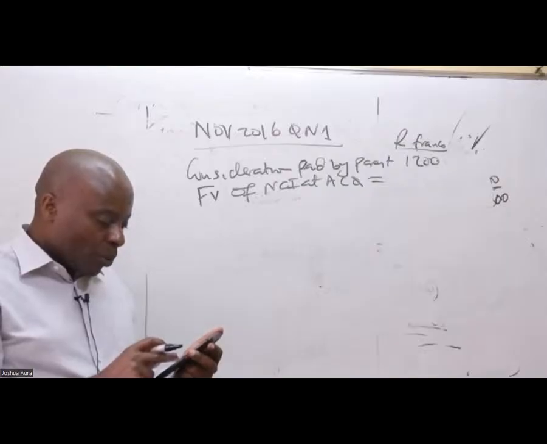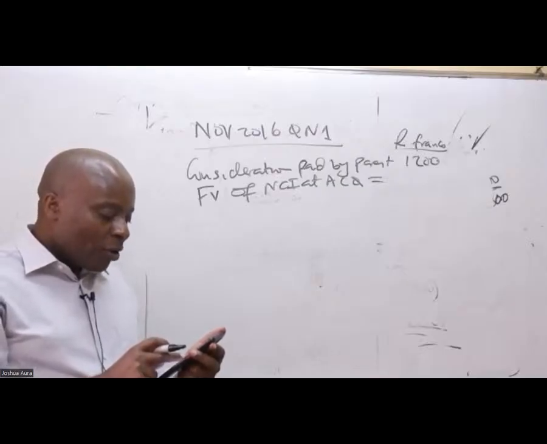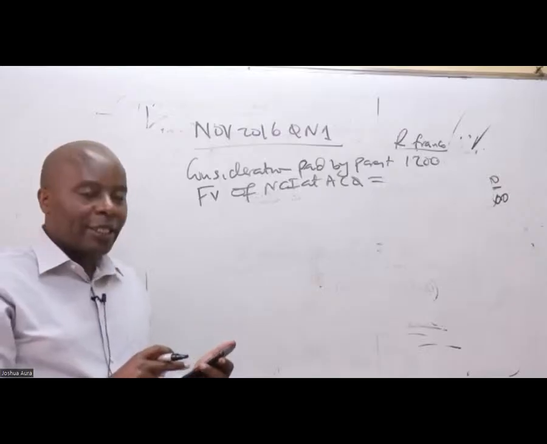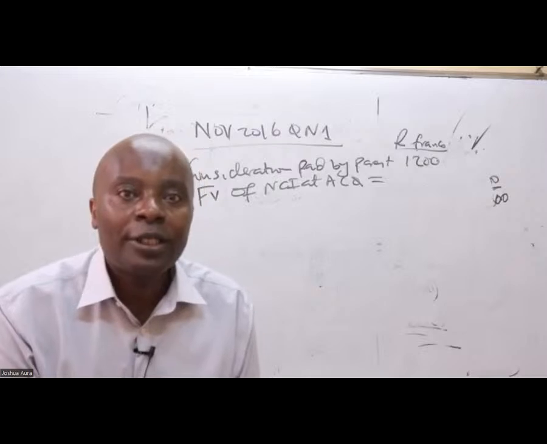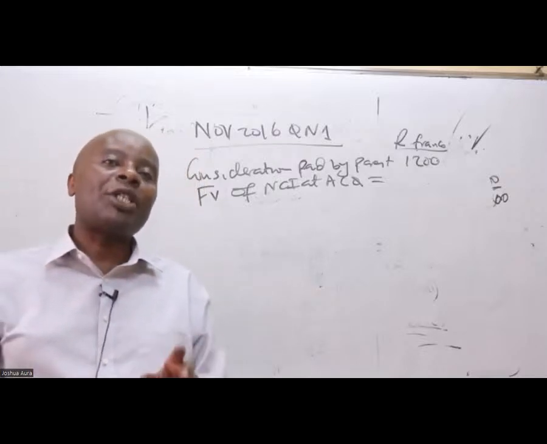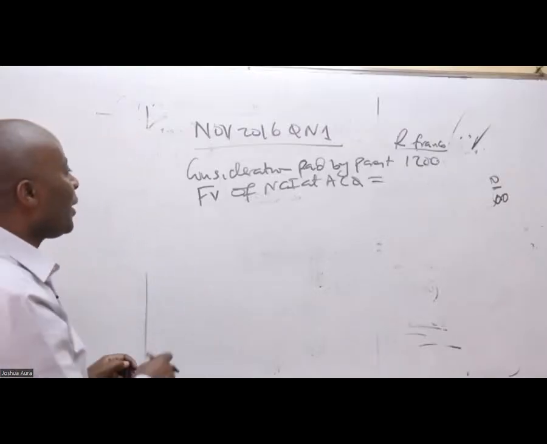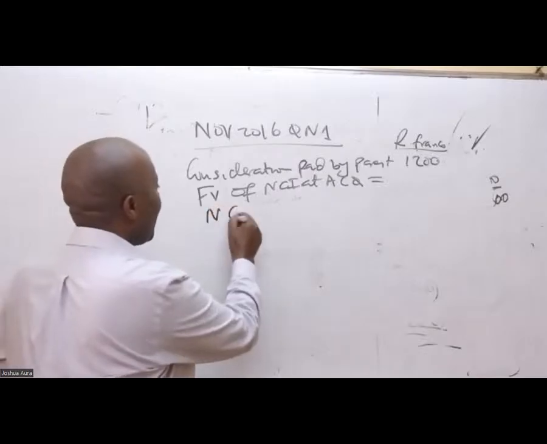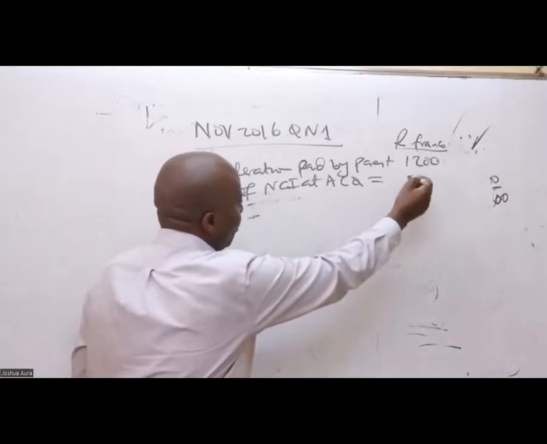The company, it is a group policy to value NCI at acquisition at its proportionate share of the fair value of the subsidiaries identifiable net assets. Nikisikia hivyo, straight away najua kwamba they want me to make use of what here? Partial method. They want me to make use of partial method. So in this case here, NCI, fair value of NCI at acquisition, hii kwanza wekelea tu dash namna hiyo.